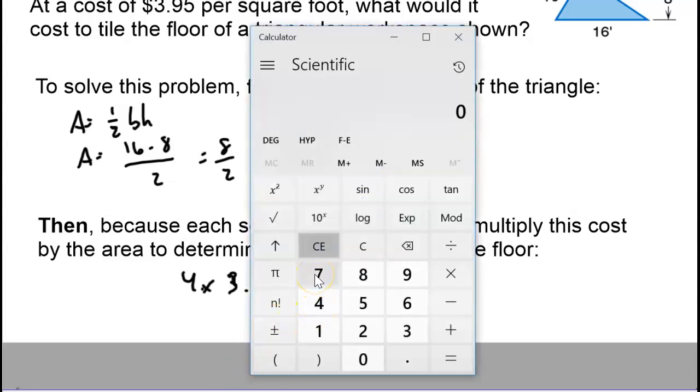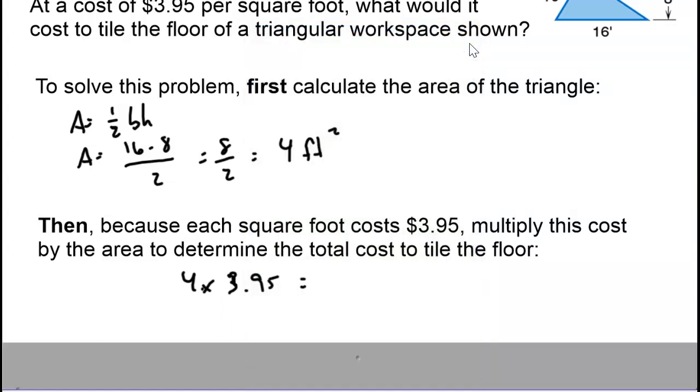And that is $15.80. Okay, all right, go ahead and look at the next one then.